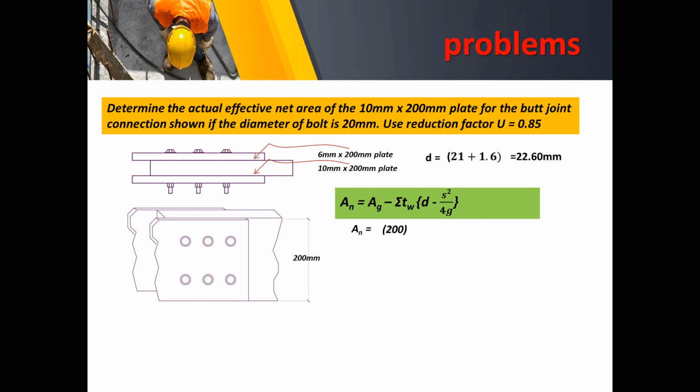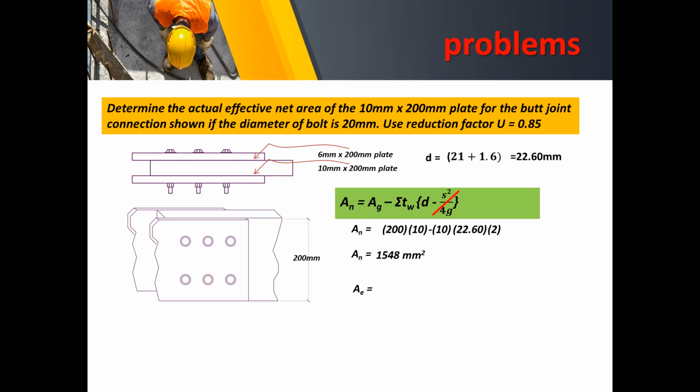So the net area in this case is equal to, of course, we just multiply the width by its thickness of this plate, and then we subtract the thickness of the plate, 10. In this case, we do not have a pitch distance because there is no staggered connection. So all we need is to multiply the thickness by the nominal diameter as calculated. There are two of them, so we just have to multiply 2 on that reduction of area. Therefore, the net area will be equal to 1,548 square millimeters.